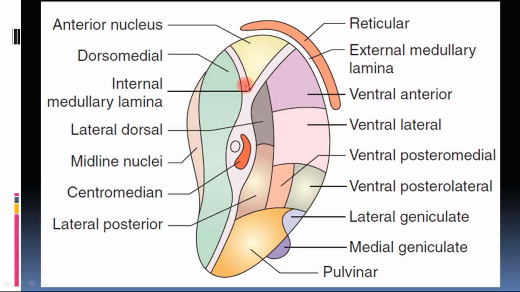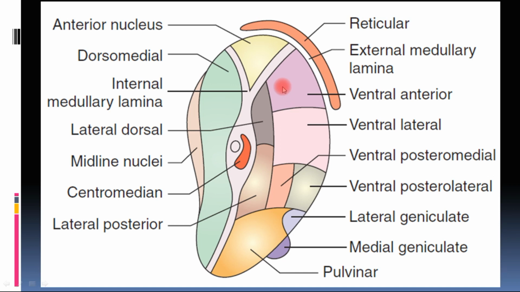So this Y-shaped internal medullary lamina divides various nuclei into these three parts. As you can see here, this Y bifurcation is dividing the nuclei. This would be the anterior part of the thalamus. This side would be the medial part of the thalamus, and this aspect here is the lateral part of the thalamus.